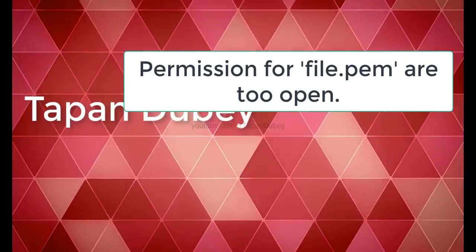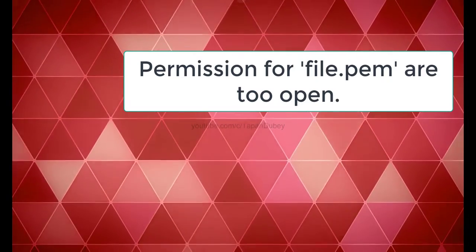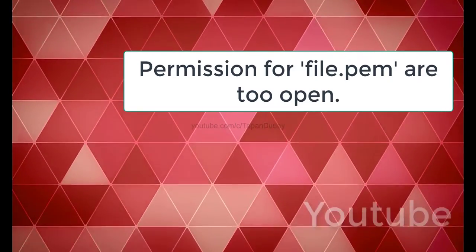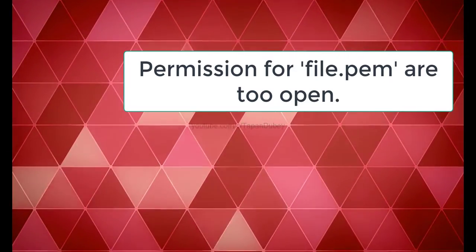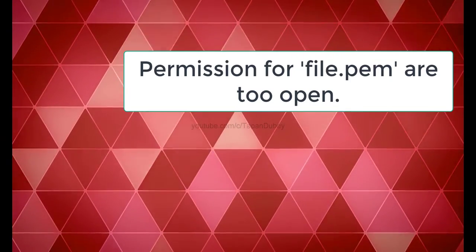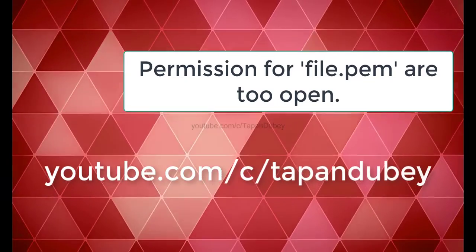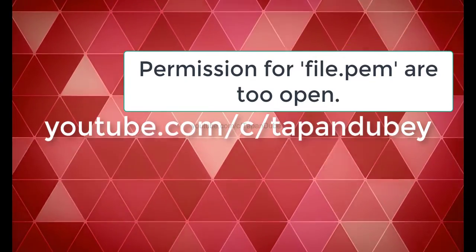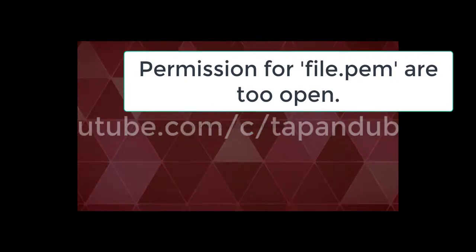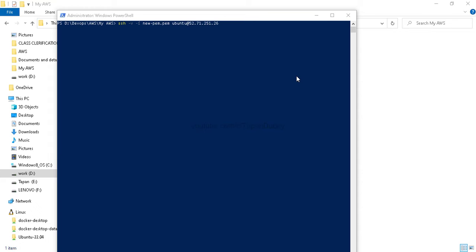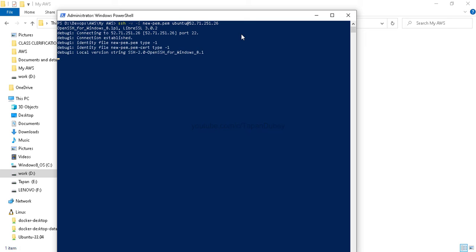Today I'm going to show you the simple steps when we are doing SSH on our AWS EC2 instance, and we sometimes see this error in our Windows machine, like permission for file are too open. So let me share a few simple steps to fix this error. So let's start. Let me show the actual error when we are doing SSH.